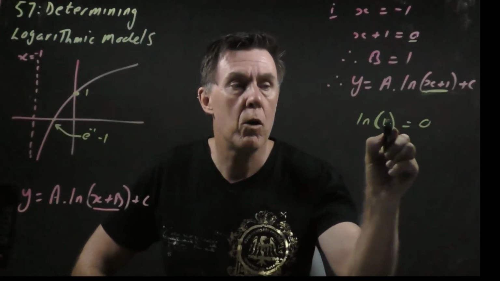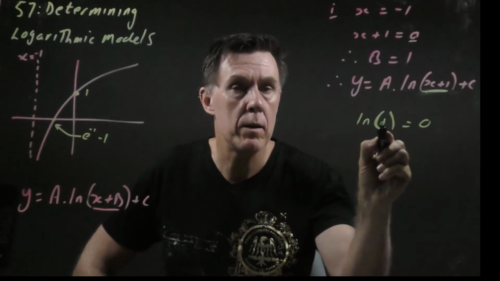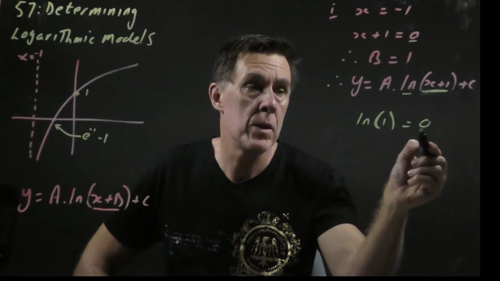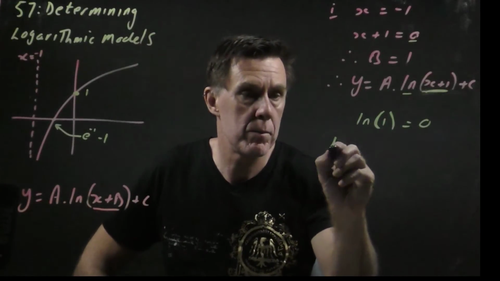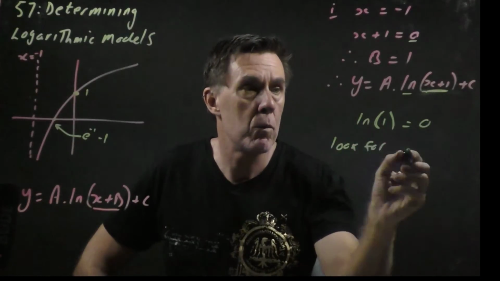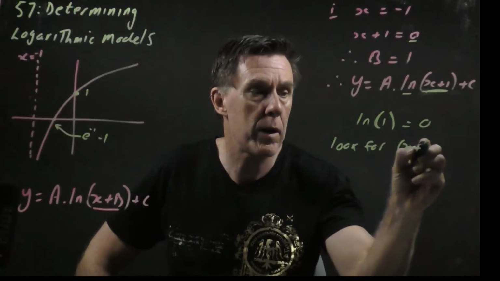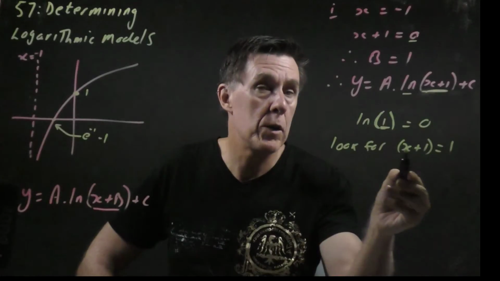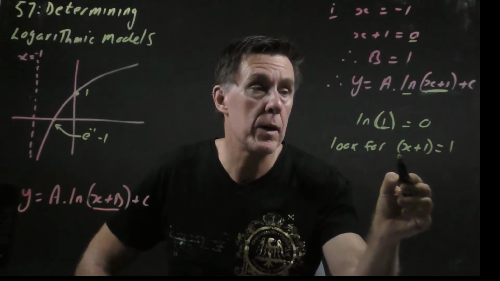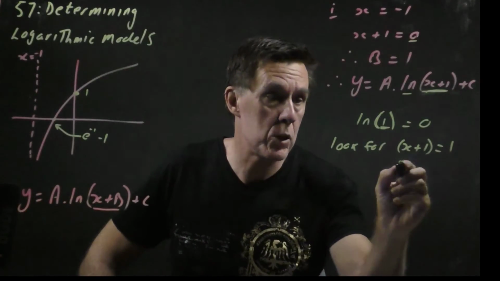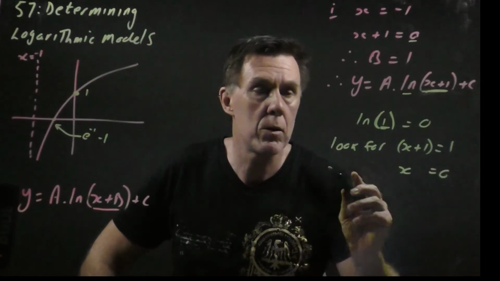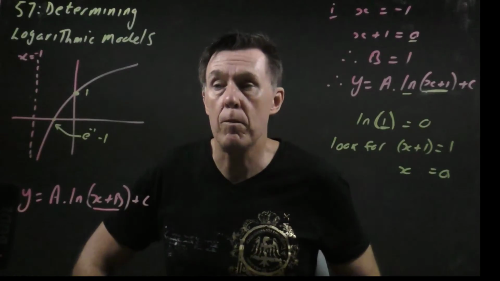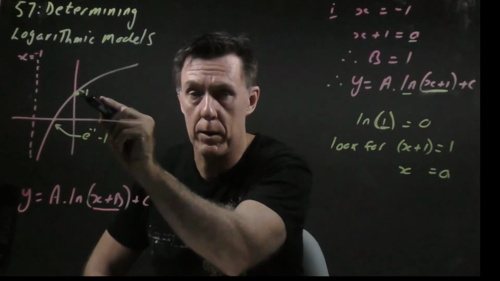So if we can make the contents of our bracket equal to 1, when I take the log of it, I'll get this known value. So I'm going to look for where the contents of my bracket is equal to 1. What x value do I need to make the contents of my bracket equal to 1? Well, in this situation I'm going to need an x value of 0. Do I have a situation here where I have an x value of 0? Yes, I do. This particular point here.